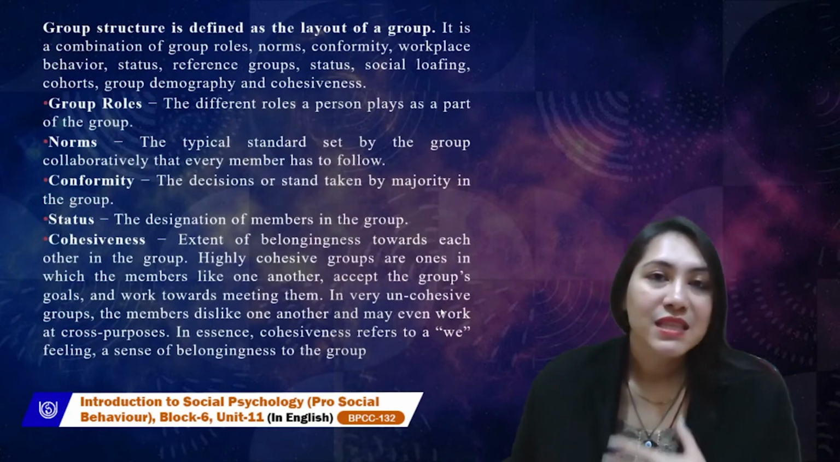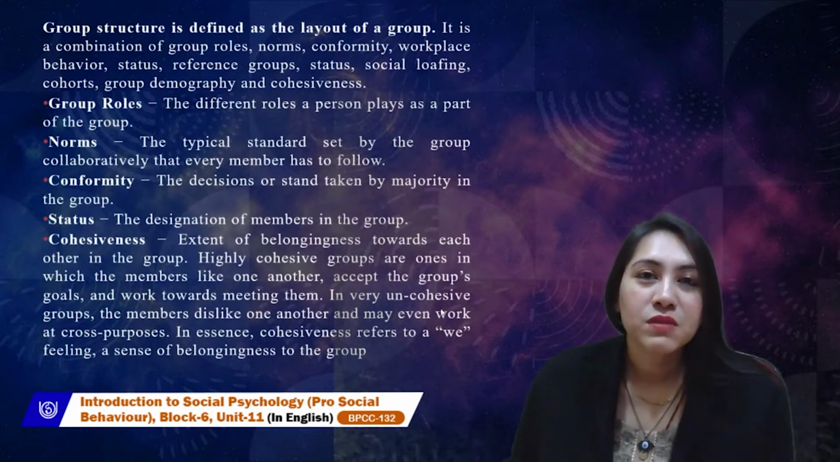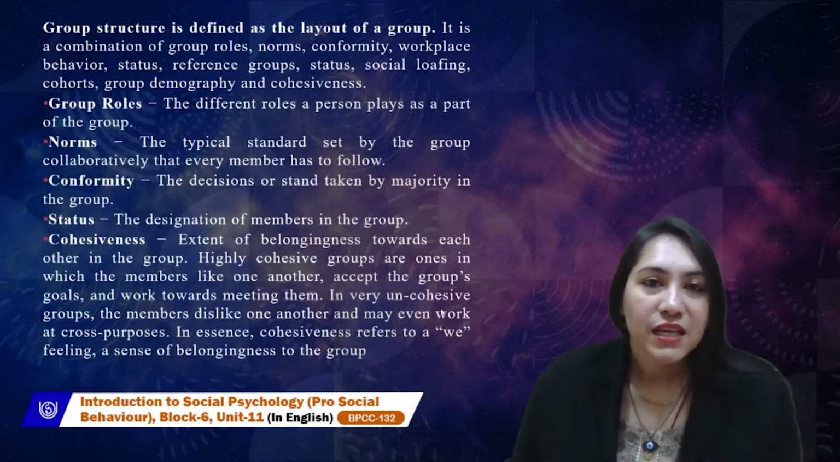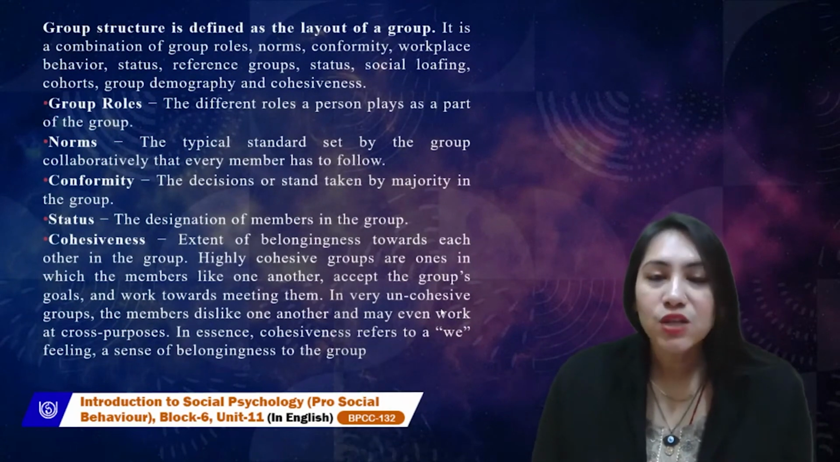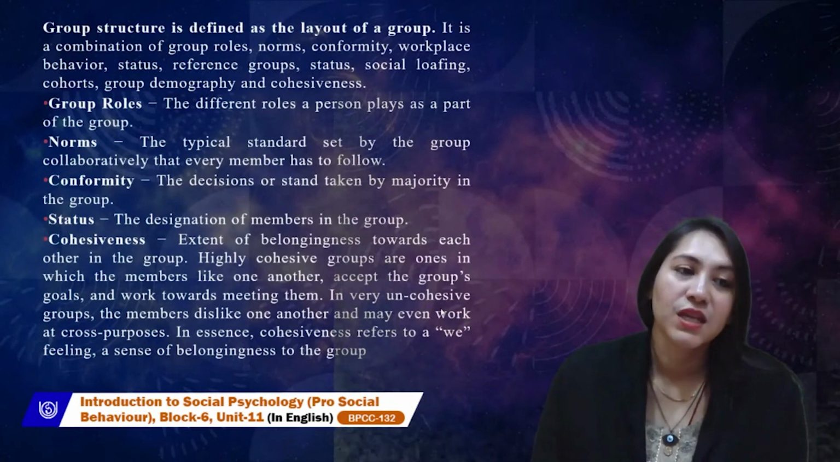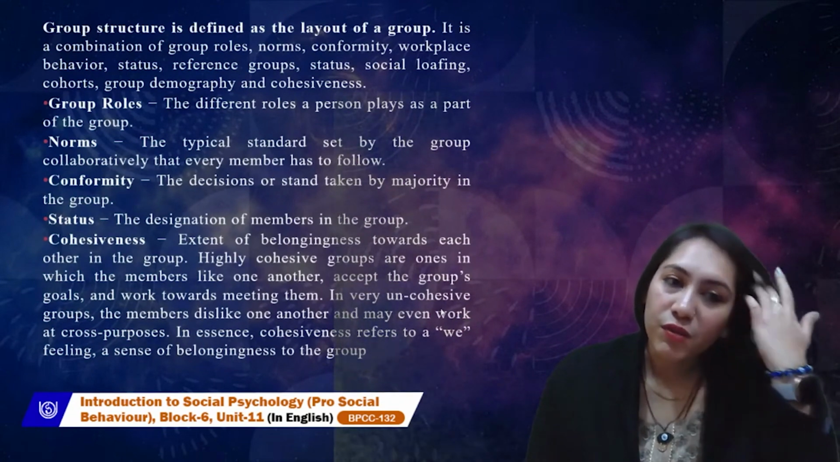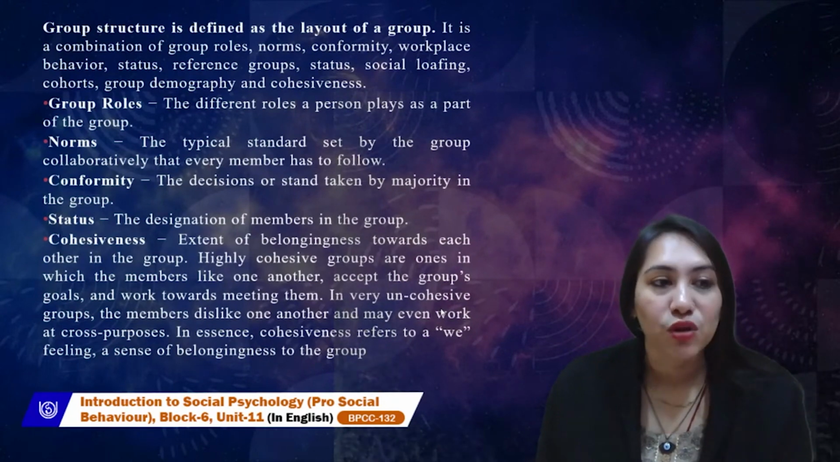Then there are norms. These are typical standards that are set up by the group, and we collaboratively work on them. At times, norms are very unstated rules. They just become a part of your grouping. Some laws that you unknowingly form become a very strong part of your group norms. So that is group norm.